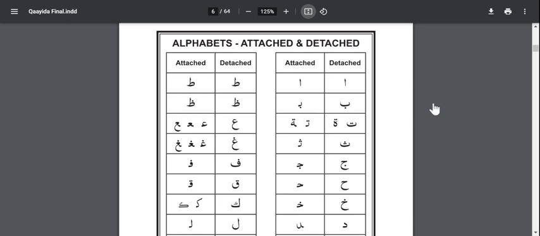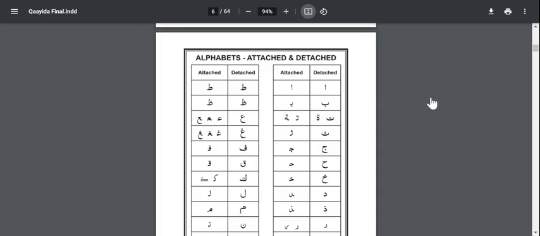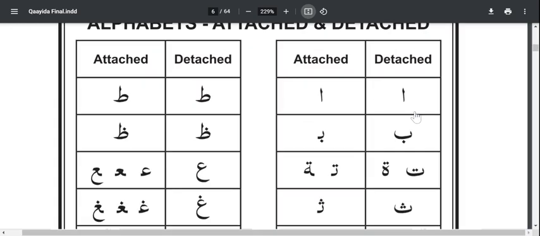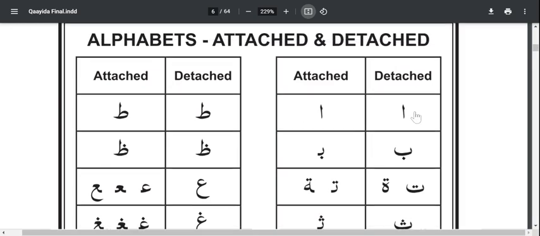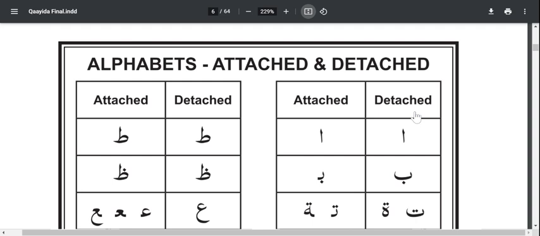So, the next lesson is alphabets that are in detached forms. We are going to go through the alphabets in the actual form and how they look in the beginning, middle, and end form. It's a very good exercise to recognize the Arabic alphabet.